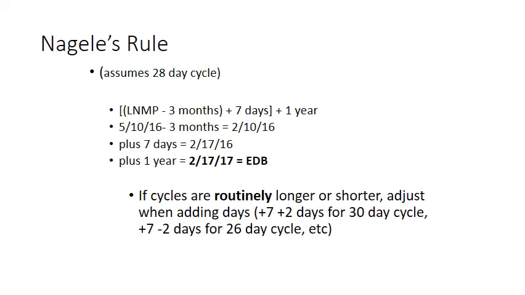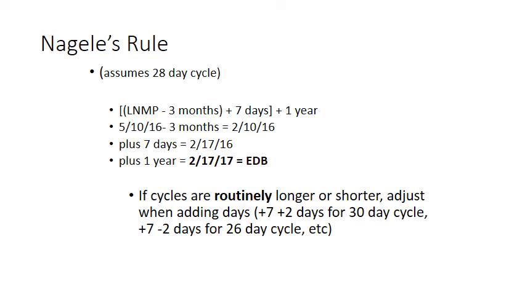Okay, so now we're going to talk about Nagel's rule. This assumes a 28-day menstrual cycle. Not every woman has a 28-day menstrual cycle, so remember that. We'll start out with a regular 28-day menstrual cycle. Last menstrual period, minus 3 months, plus 7 days, plus 1 year. So let's say somebody had their last menstrual period on May 10th, 2016. You're going to subtract 3 months. We're in February, so now it's February 10th, 2016.